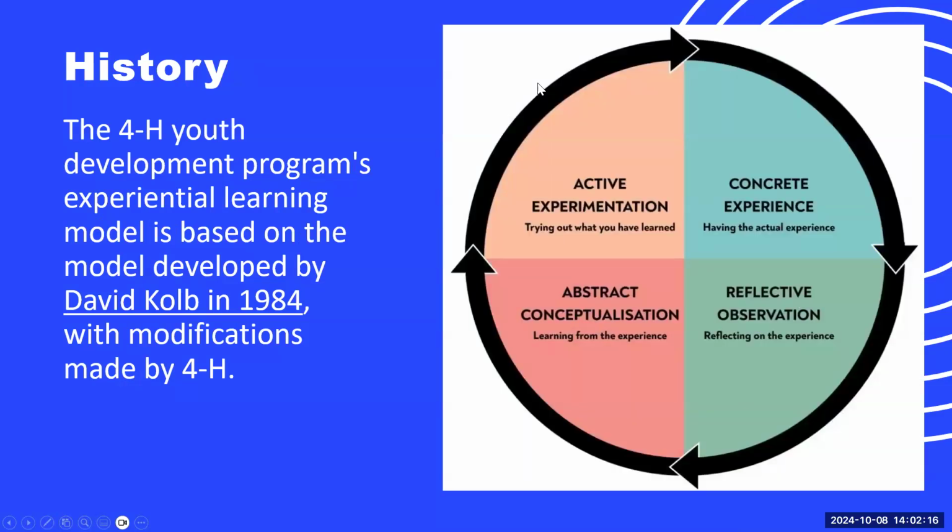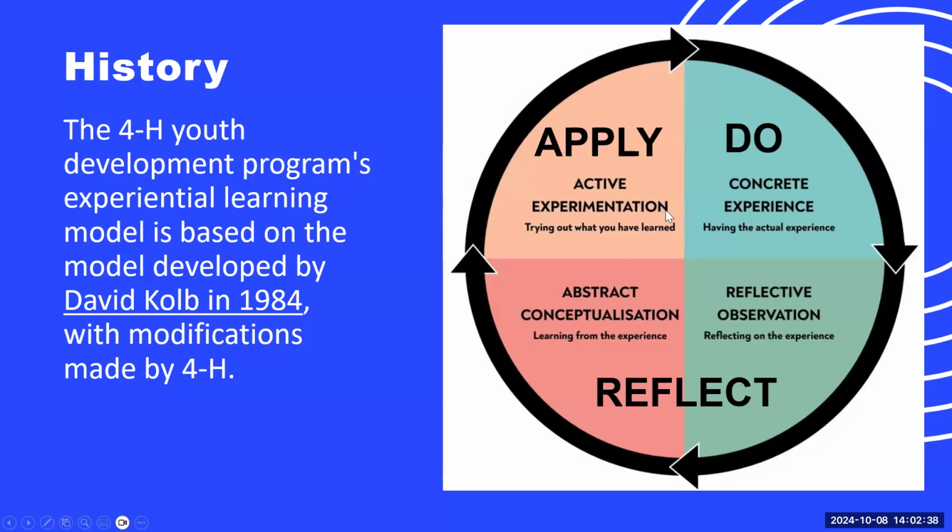You can see there's lots of similarities, maybe doesn't look quite as pretty or quite as similar. He had 4 quadrants in his model, but you can kind of see where they relate to ours. I do like that, like our model, his model is also continuous. So here's that concrete experience, the do. The reflect is this abstract conceptualization and the reflective observation, and the application is the active experimentation.